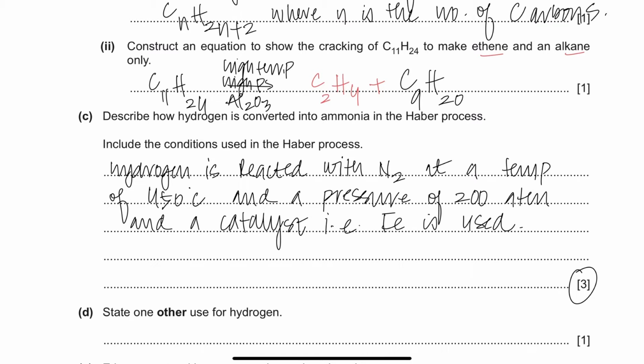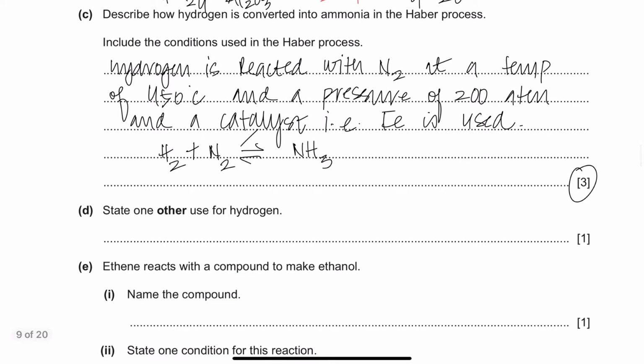See, that's what I told you, that for the Haber process you'll just have to define this in words: N2 plus H2 gives you NH3, and you just write all the conditions right here. And that's it. State one other use for hydrogen. What is hydrogen used in? Come on. What is hydrogen used in? Think about it. It's used in rocket fuels and all that stuff.